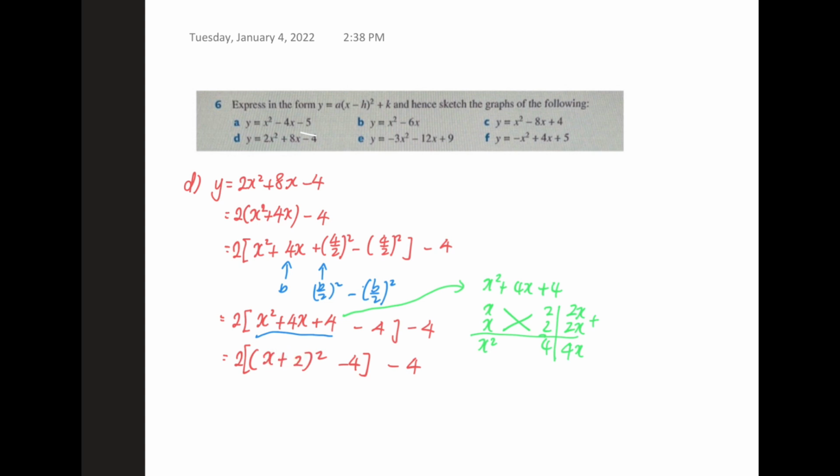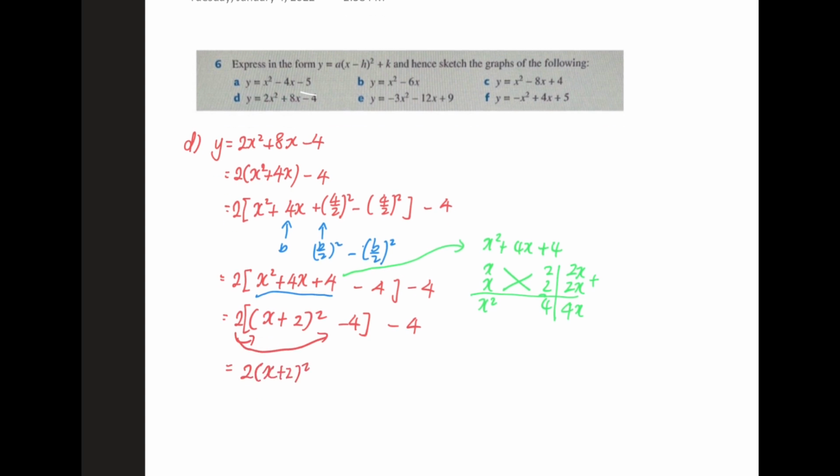Now what to do next is we expand. We multiply 2 with this, 2 with that. Then we get 2(x plus 2) squared. Then 2 multiplied with minus 4 gives minus 8. Minus 8 minus 4. So 2(x plus 2) squared minus 12. So we have done completing the square.